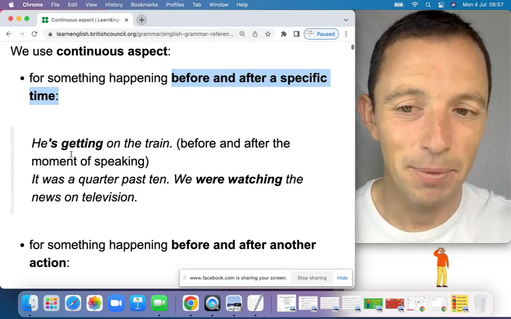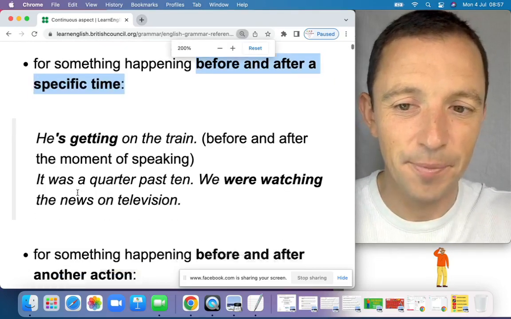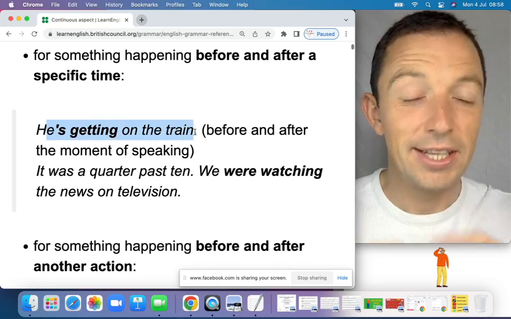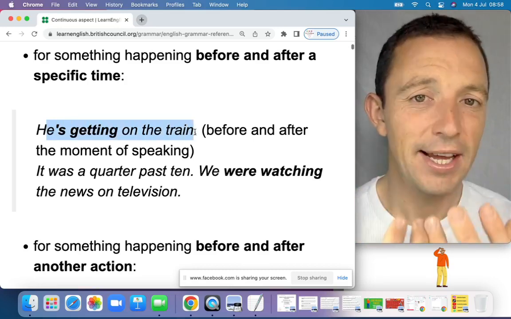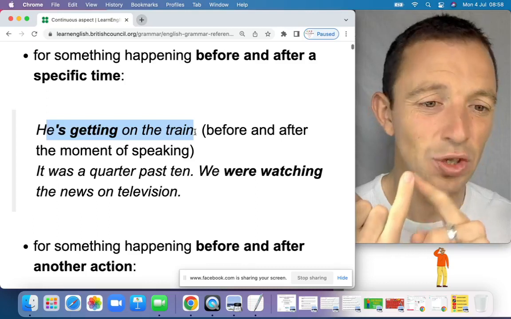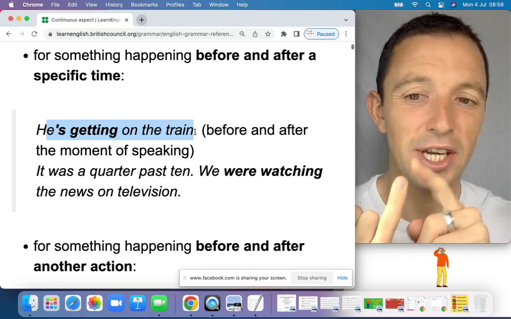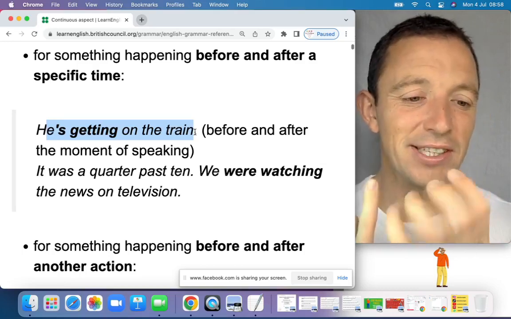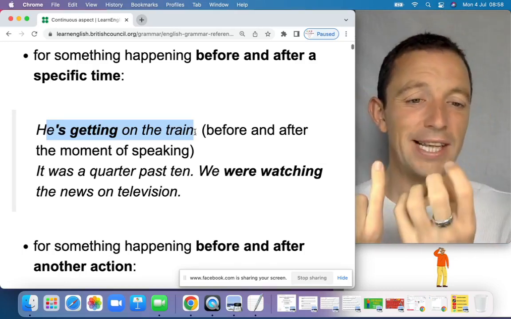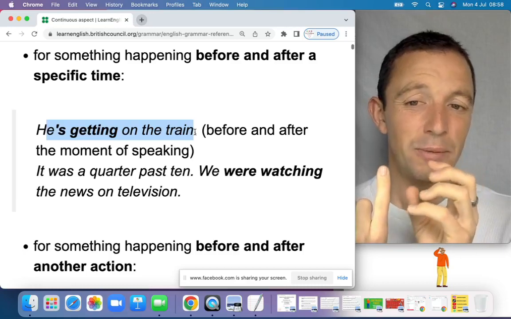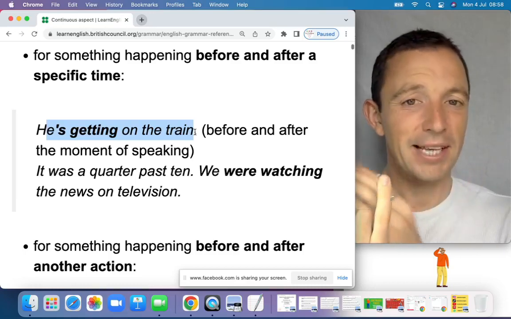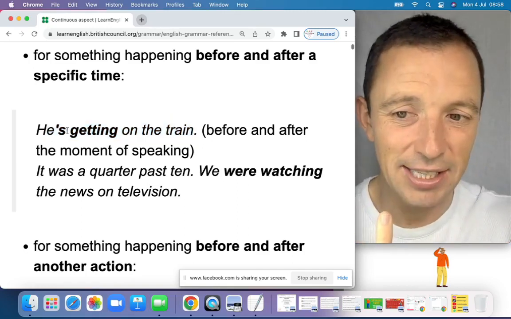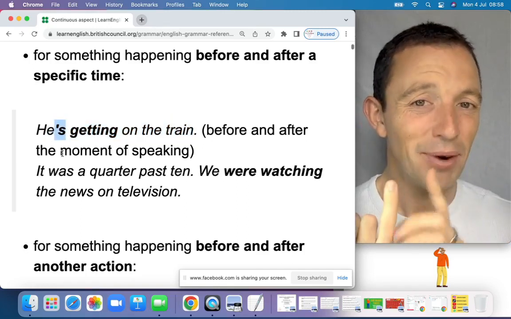So here is an example. He is getting on the train. Remember, the formula for the continuous is the subject: I, you, he, she, we, you, they, plus the auxiliary verb to be, which is always necessary in the continuous. So the verb to be in the present, the verb to be in the past, or the verb to be in the future. In this particular case, the verb to be is in the present.